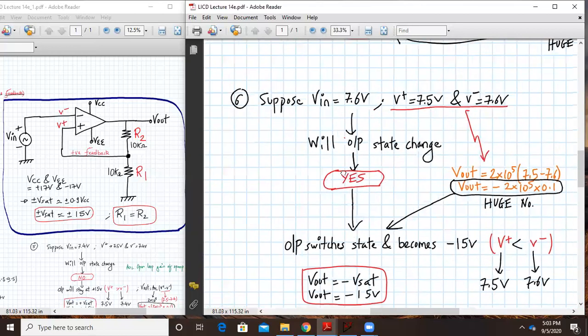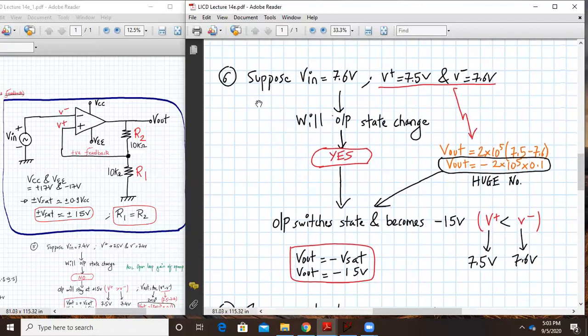Now let's consider scenario number 6. Here, my input is now increased to 7.6 volts. Whenever this happens, will my output state change? Yes. Now why will it change? V out is 2 into 10 raised to 5, that is AOL, times (V plus minus V minus), which comes out to be minus 0.1. Immediately, you have a small number multiplied with a very huge gain. So immediately my output switches and becomes minus 15.